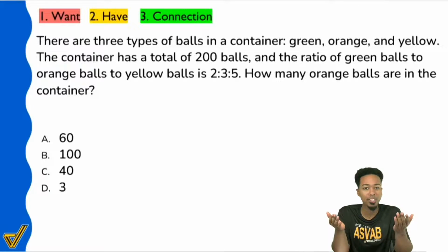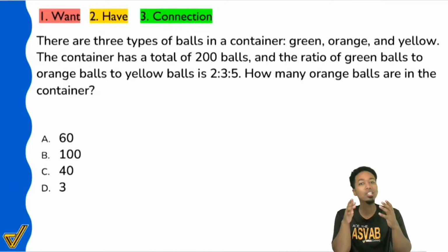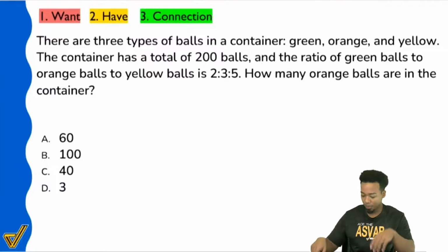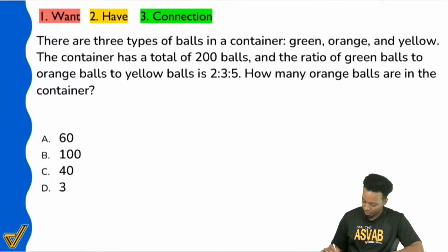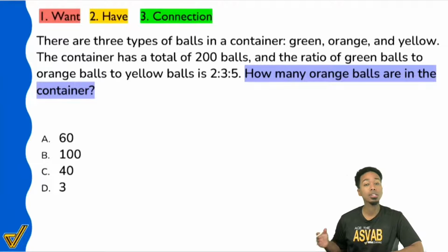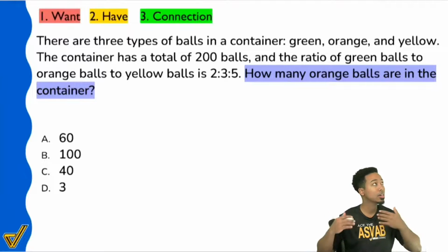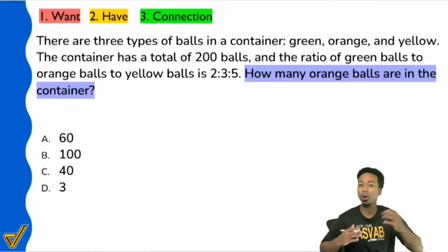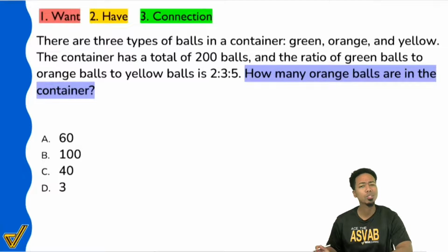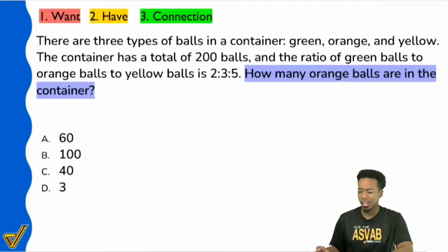So, starting off as always, what's the question? What do we want? And it's going to clearly say right above me how many orange balls are in the container. So, let's go ahead and mark that down right there. How many orange balls are in the container? Everybody, can we confirm again? Which color ball are we looking for? Just type it into the chat box for me so I can make sure that I got that right.